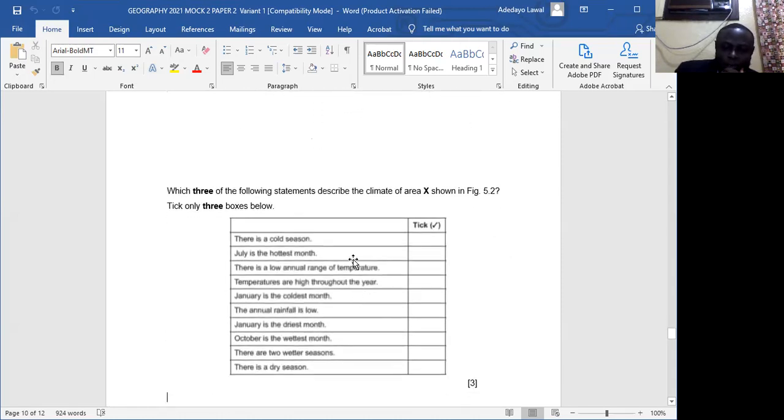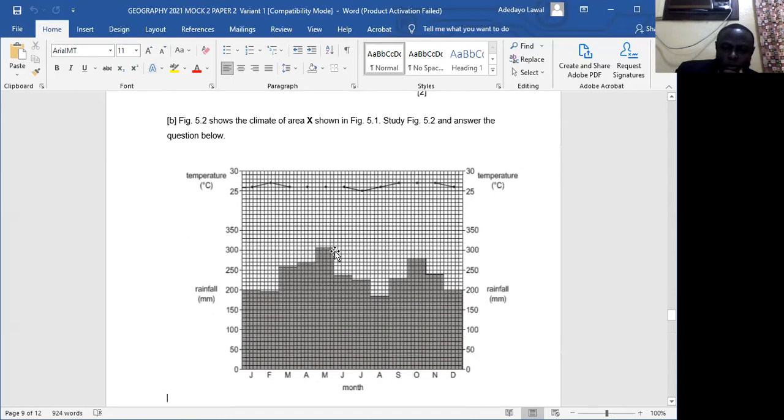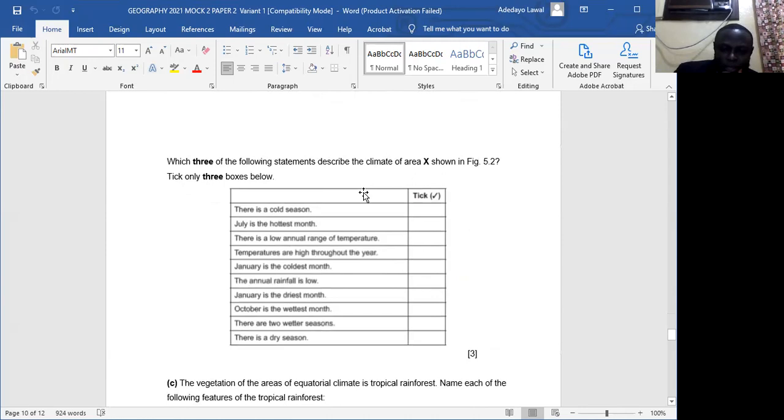So let's check. It's a cold season? No. July is the hottest month. Let me quickly confirm that. How do you know that? That means the month with the highest temperature. So this is July. No, July is not the hottest month. You can see it from that. There's a low annual range of temperature, correct. I've mentioned that earlier, because the range there is about 2 degrees. Temperatures are high throughout the year. Yes, I've mentioned that also. So these two are correct. And one more.